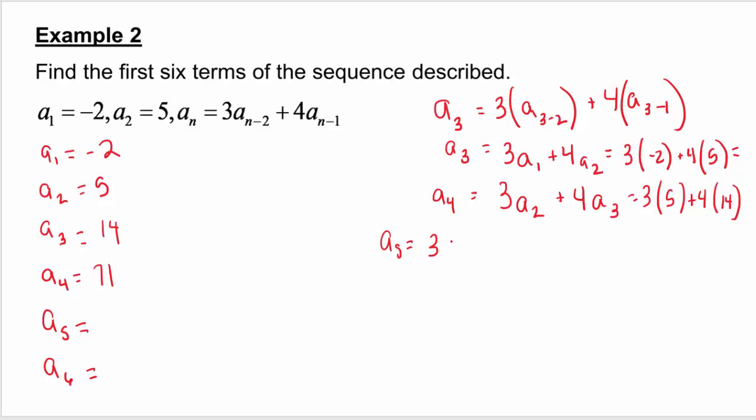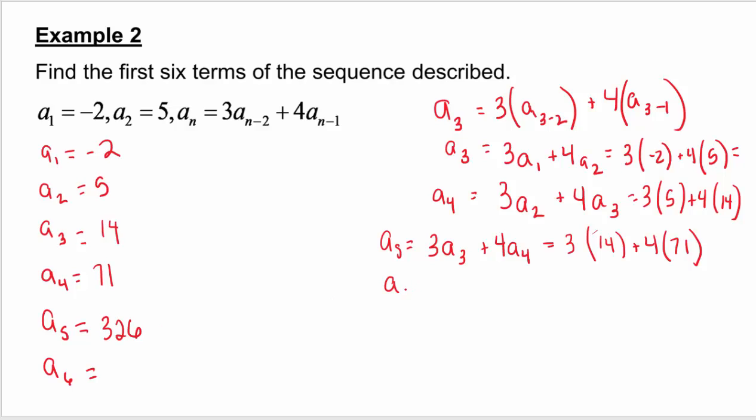And then the next terms are just continuing from there. Notice how I'm really increasing by 1 each time. So I have the third term and then the fourth term. So I have 3 times my third term, which is 14, plus 4 times my fourth term, which is 71. I typed something incorrectly in my calculator. I get 326.